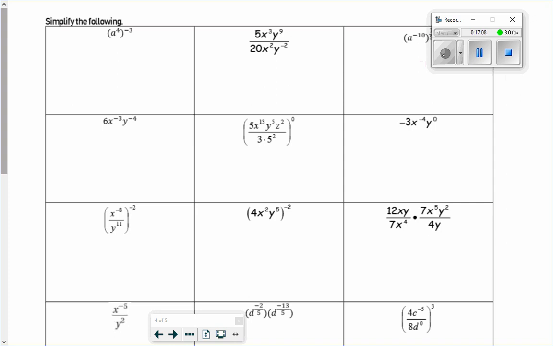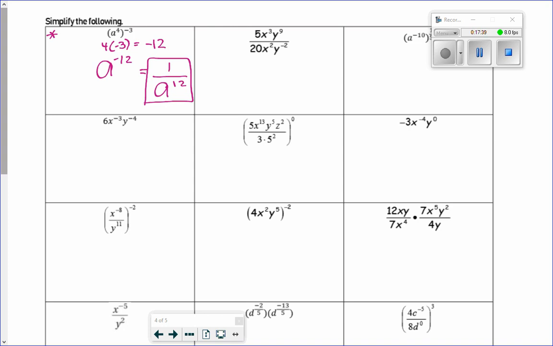Okay, so a few of these examples, a to the power of 4 raised to the power of negative 3. For powers of powers, what should we do with those exponents? Multiply. So we're going to multiply 4 times the negative 3, which is negative 12. So it's a to the power of negative 12. Can we leave it like that? No, so how do I rewrite it for a positive exponent? 1 over a to the 12th. Yep, that's our answer. 1 over a to the power of 12.